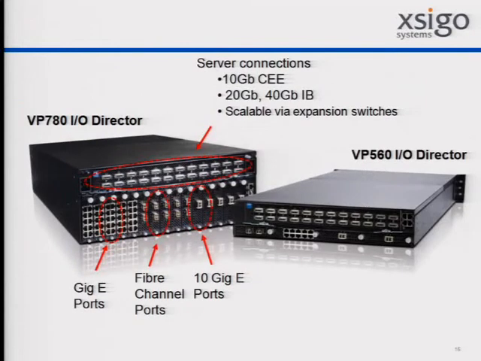This is what our box looks like. We've got two flavors. We've got our 4U chassis, the 780, and our 2U chassis, the 560. The only difference is that we have 15 slots of I/O uplink capability in one and 4 slots in the other. The internals are the same. What we're showing here in the current product is our 20 gigabit. We have 24 ports of 20 gigabit InfiniBand.